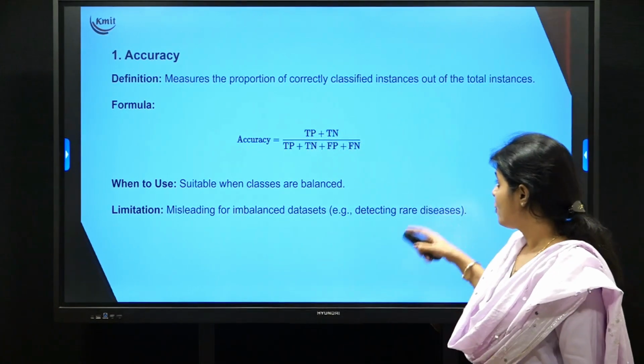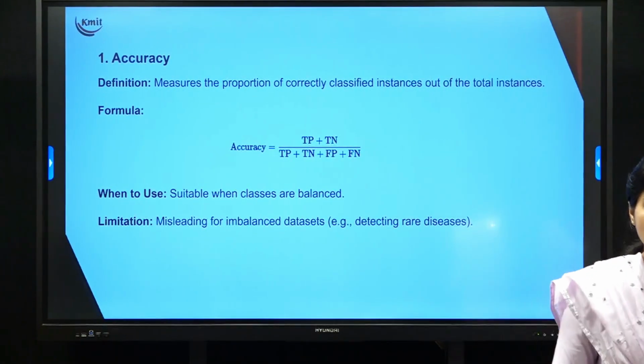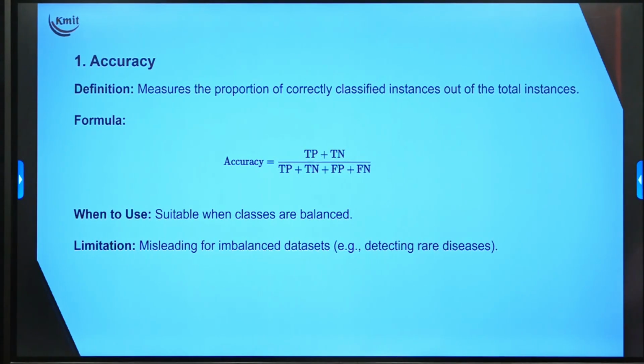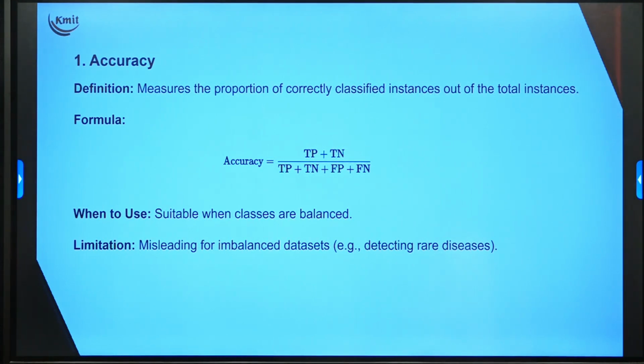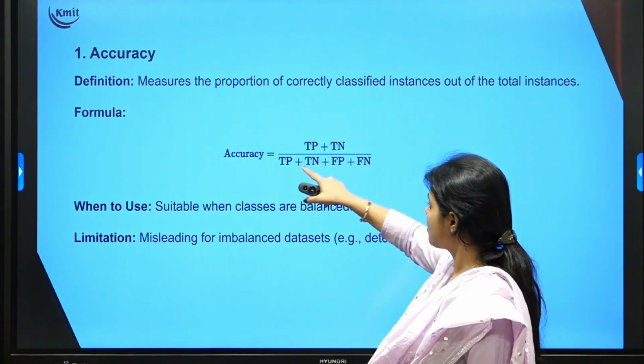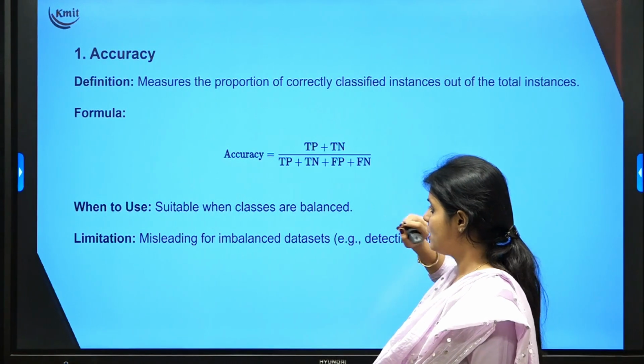Accuracy is nothing but the correctly classified instances out of total instances. Correctly classified instances are true positives and true negatives. True positive: actual is positive, predicted is also positive. True negative: actual is negative, prediction is also negative. So the formula for accuracy is TP plus TN, that is correctly classified, divided by the total number of instances. So when do we use this?